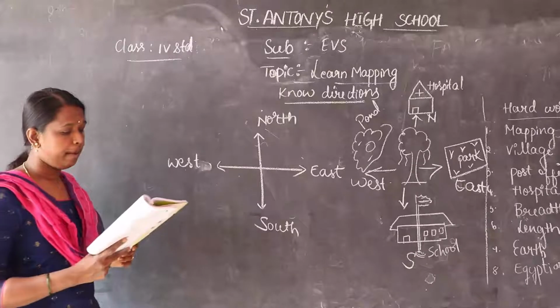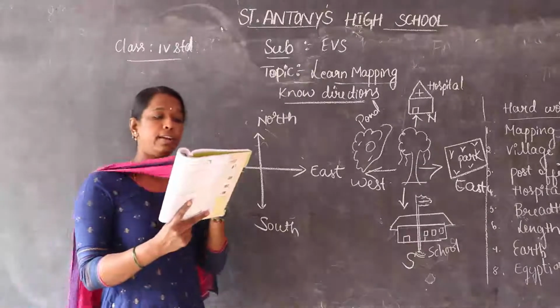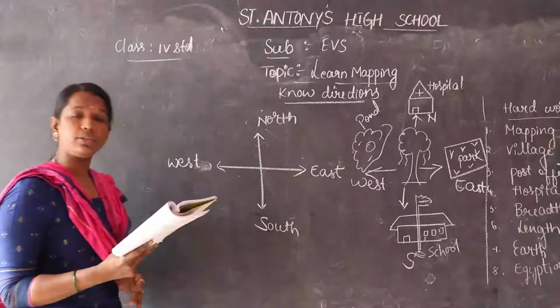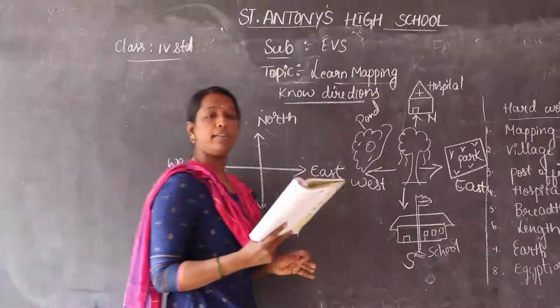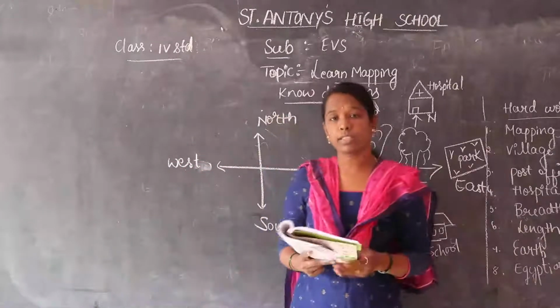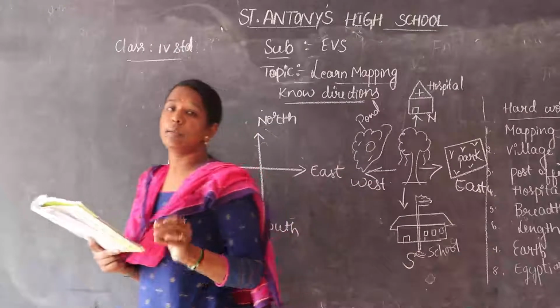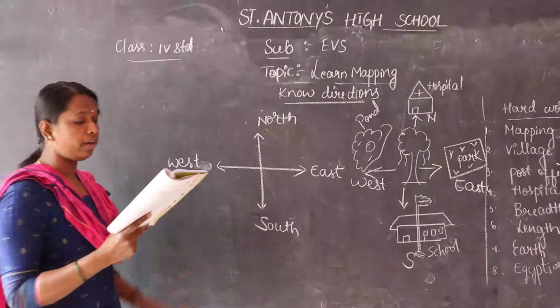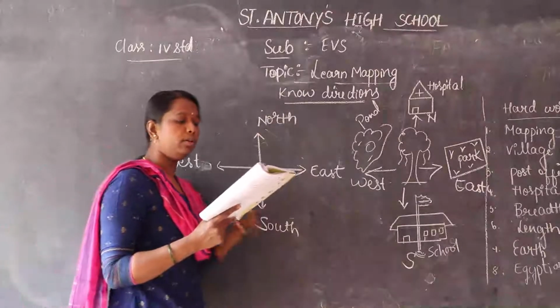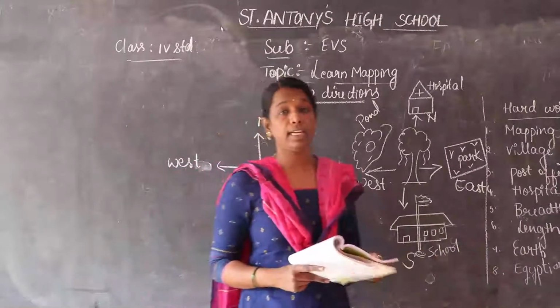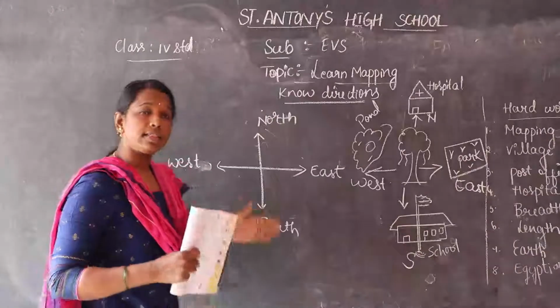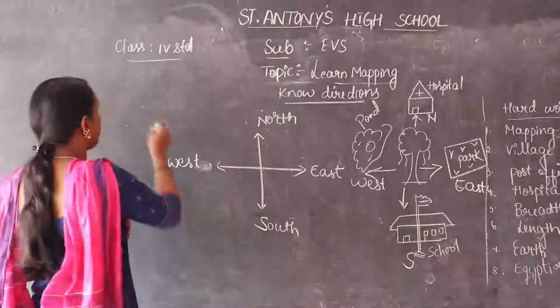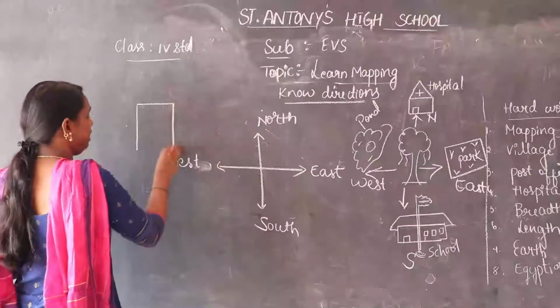Here is a student, Yasmin of 4th standard, who has learned to draw a simple map of her classroom. So for the classroom, you have to make a simple drawing. Here we have to calculate by length and breadth. For example, this classroom is in the shape of a rectangle.